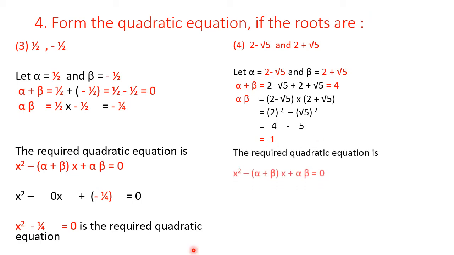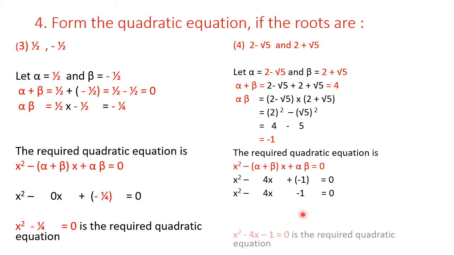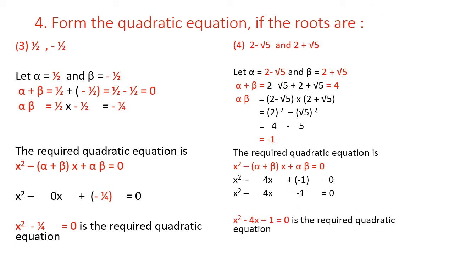Now the required quadratic equation is this. So we just substitute the values here. So alpha plus beta was 4, so we substitute here, and alpha into beta is minus 1. So in the next step, this remains the same. Plus into minus will be minus. So this is the required quadratic equation. So this is all about your fourth sum.